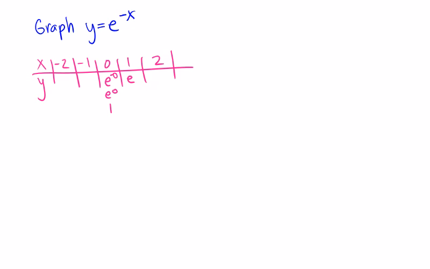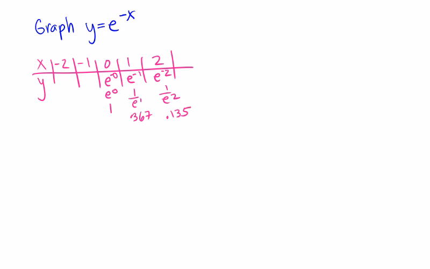We're then going to have e to the negative first power. Well, e to the negative 1 means that this is 1 over e to the first. And again, 1 over e to the first is going to be 0.367. Then we're going to have e to the negative second, and this is going to be 1 over e to the second, and that's going to get us 0.135.